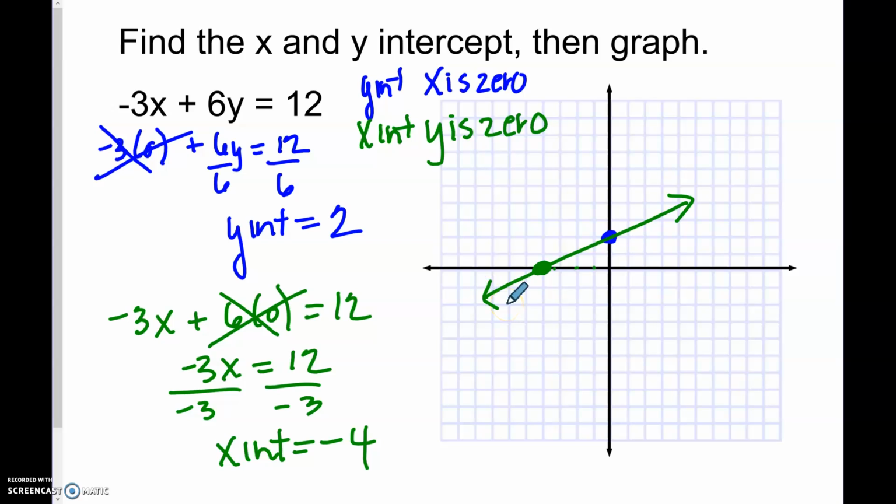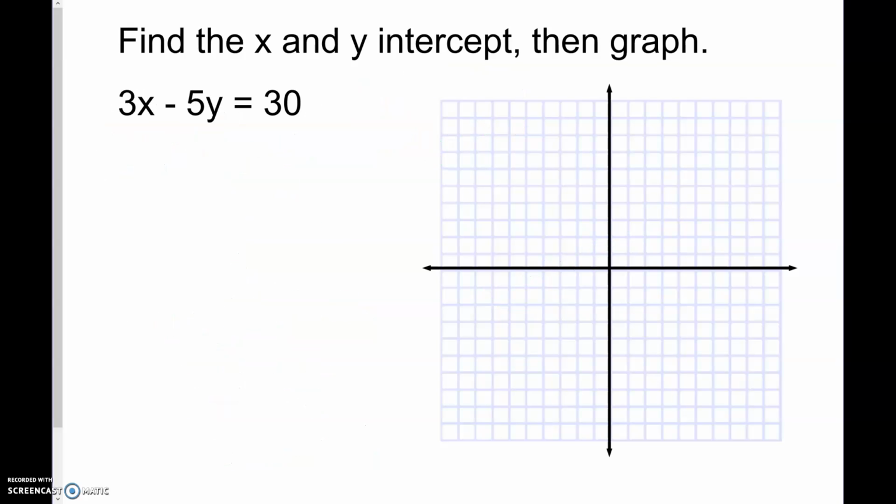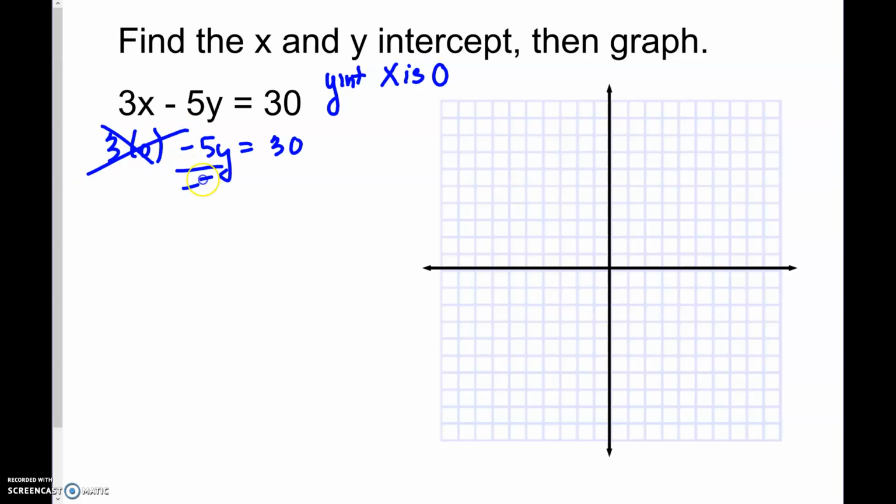All right, I've got one more sample problem like this. Okay, look, the directions are exactly the same. We still have the graph. Find the x-intercept, y-intercept, and then graph. All right, remember when you're looking for the y-intercept, x is 0. So 3 times 0 minus 5y equals 30. So this is going to cancel out. I'm going to divide by -5. And the y-intercept, make sure you keep track of that negative, is -6. So 1, 2, 3, 4, 5, 6.